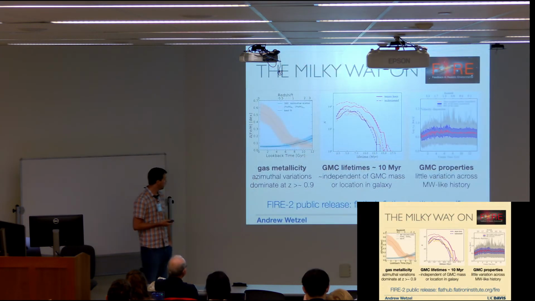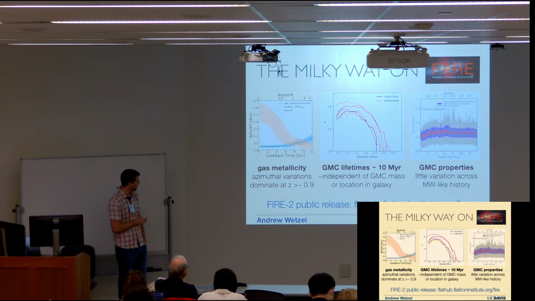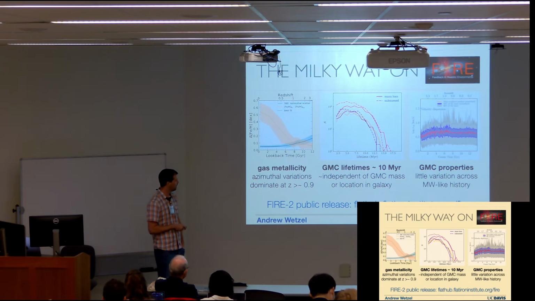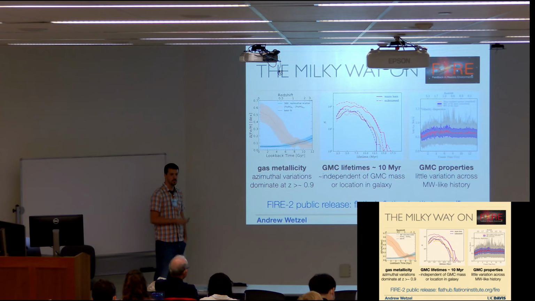So that's the end of my talk. Just to recap, we looked at the evolution of the spatial variations in metallicity, finding that at early times azimuthal variations dominated. Today, however, radial gradients dominate. We find cloud lifetimes at redshift 0 that are of the order of 10 million years, and we find strikingly little evolution of cloud properties across the histories of these Milky Ways. Thanks.